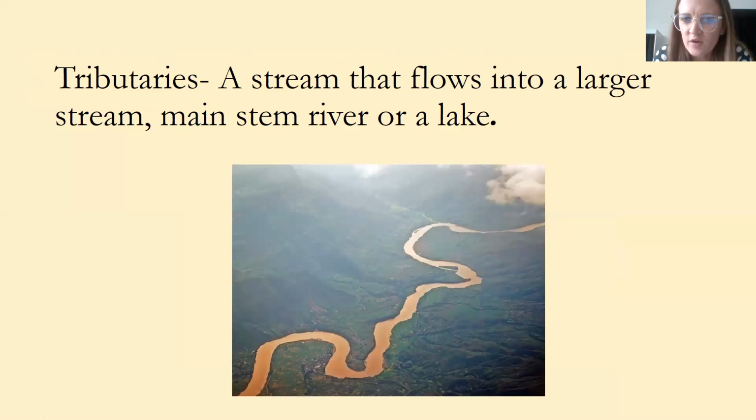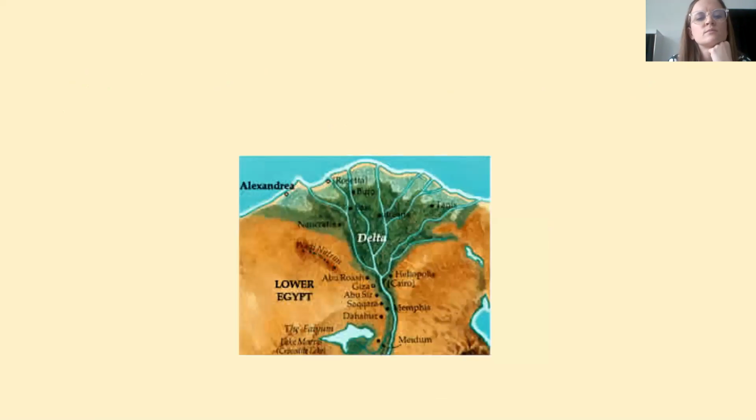So tributaries have to do with a river. So a tributary is a stream that flows into a larger stream or a main stem of a river or a lake, and we call that tributaries. So the tributaries are the smaller streams that flow into a larger one.